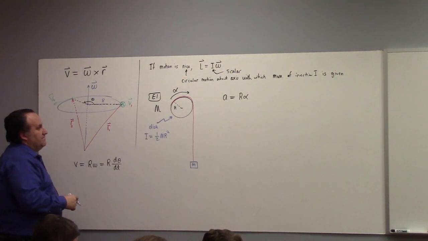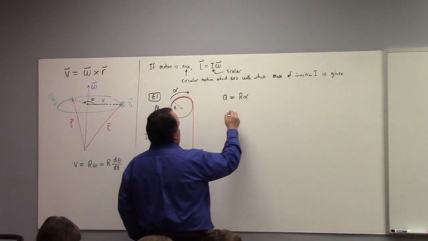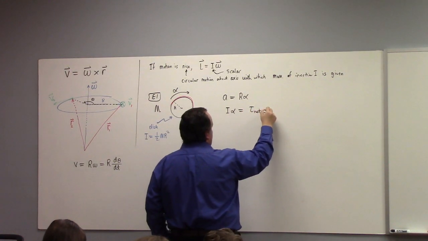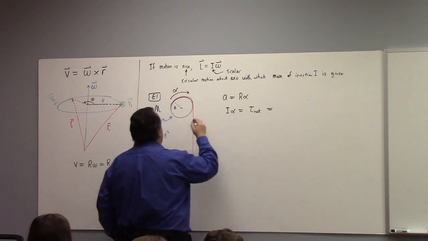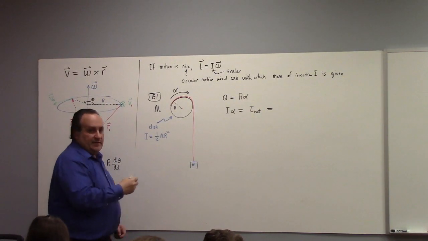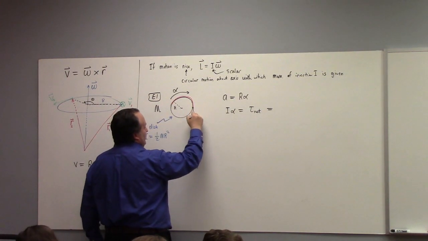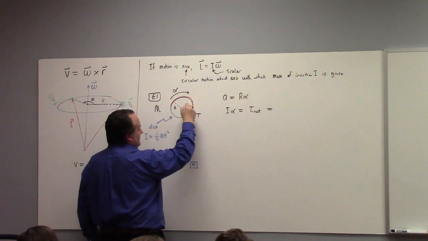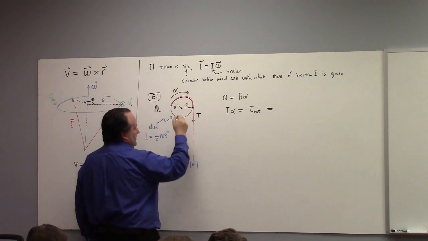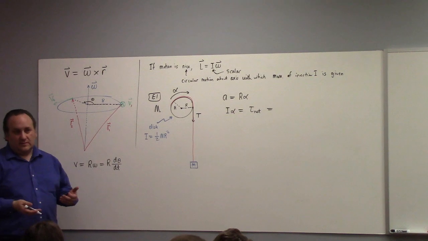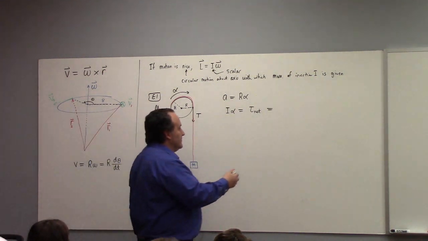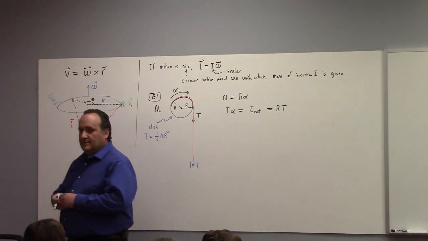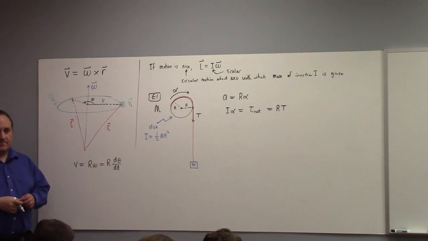That's true. I also said that I times alpha was equal to the net torque, right? And I said that the net torque was the tension force that the string puts on the pulley right here. Because it's applied tangentially to the circle at a distance r from the pivot point, the torque is simply RT, right? And you might say, well, maybe that's the mistake. No, that's not the mistake. That's also totally fine.